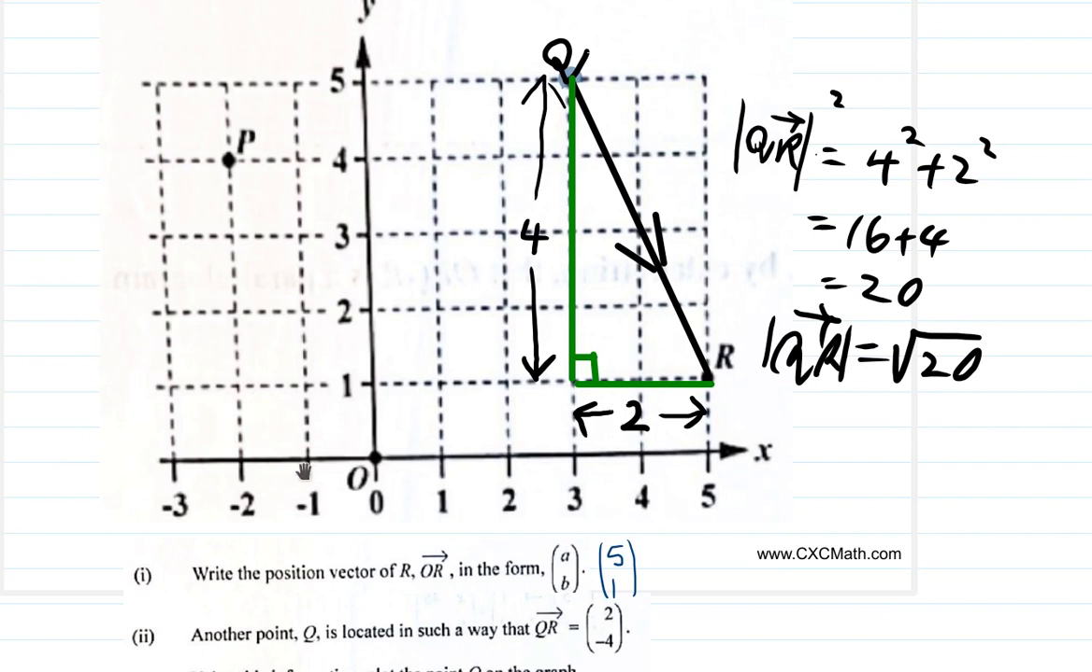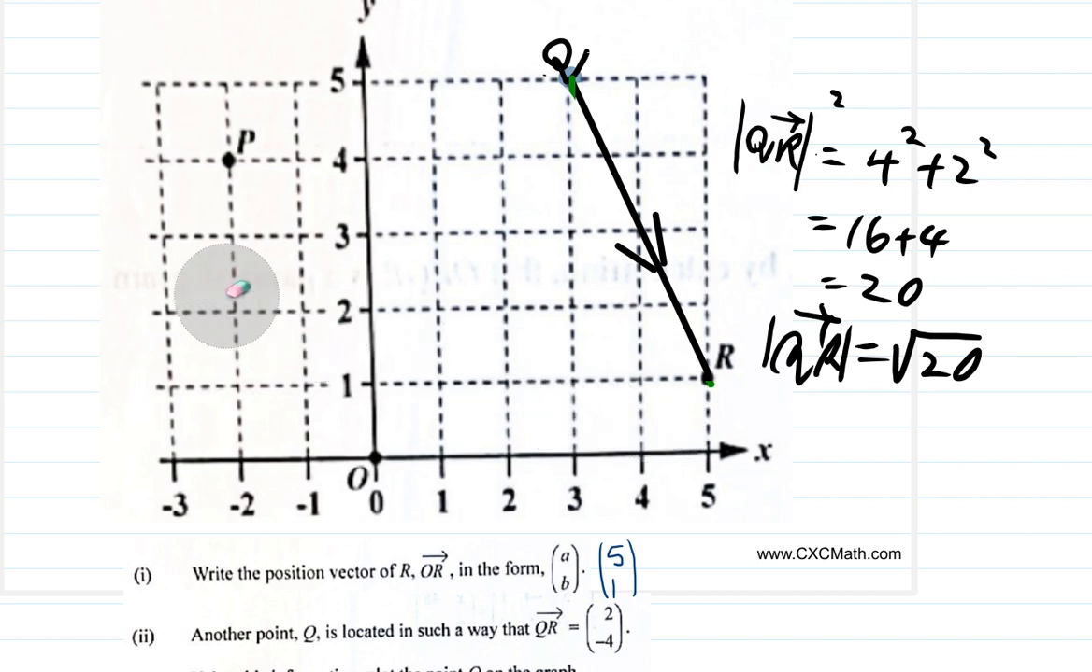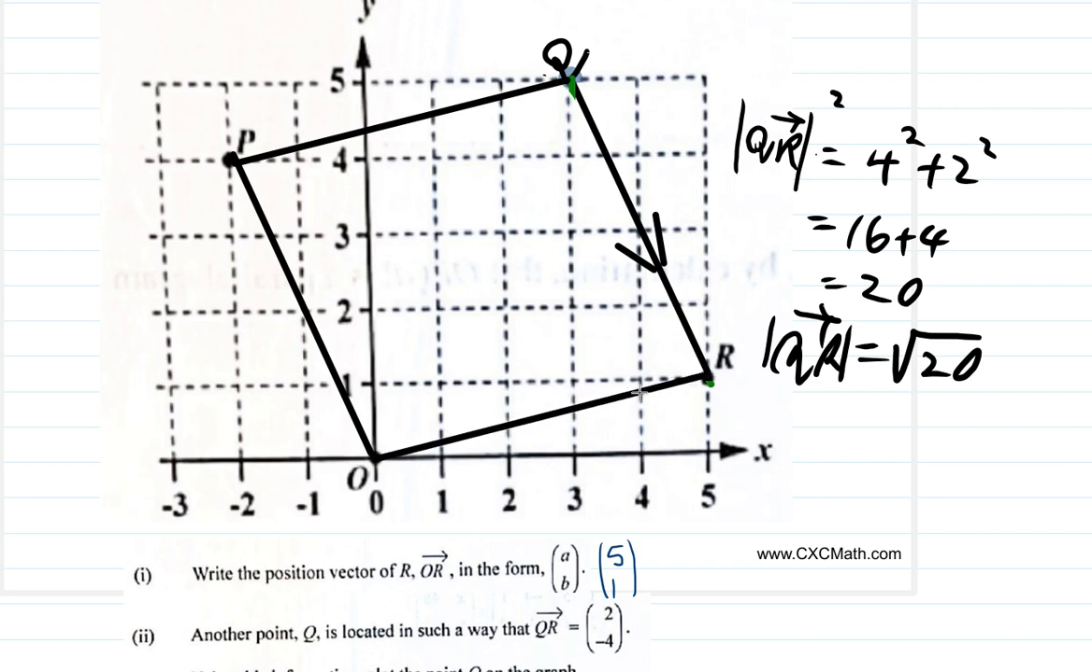Alright. Let's erase some of the working here. Let's keep QR and so on as it is. OPQR is a parallelogram. Now remember, you want to join OP together. So OPQR, and then you close the parallelogram. And you want to show that it is a parallelogram. So, how about you pause the video and do that?